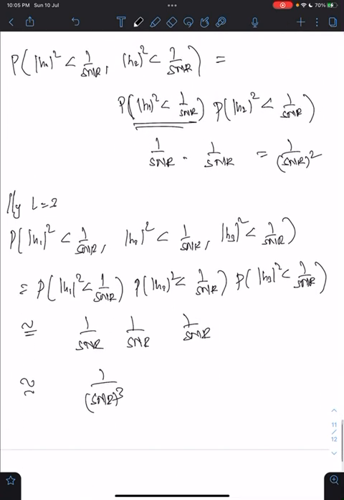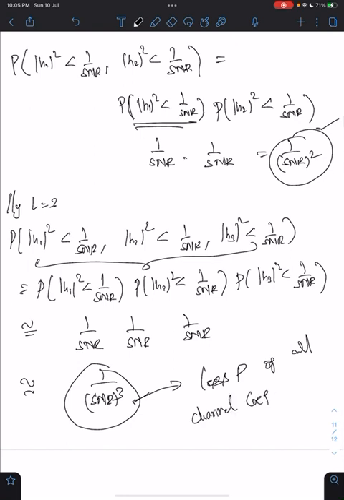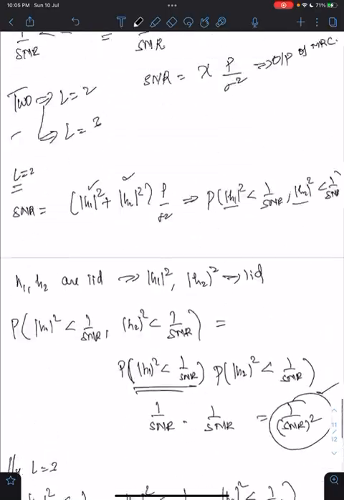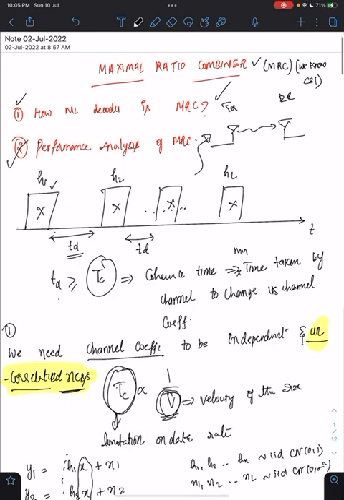So for the given SNR, the probability of all these three going into deep fade is 1/SNR³ in this case and 1/SNR² in this case. So it is offering a lower probability of all channel coefficients going into deep fade. Alright. So I've done the performance analysis. So the performance analysis is also good.